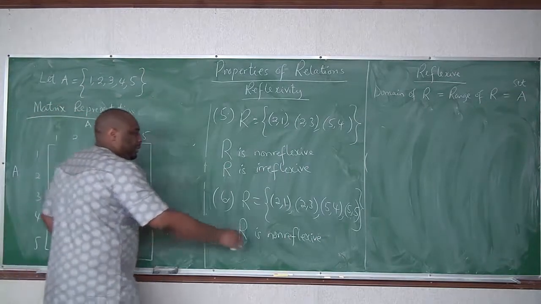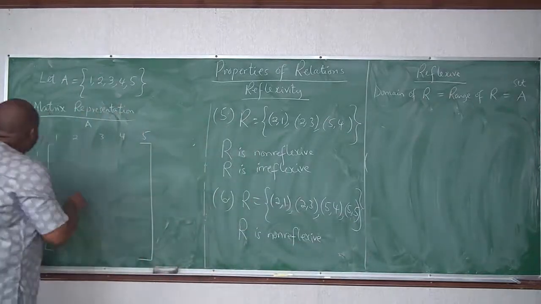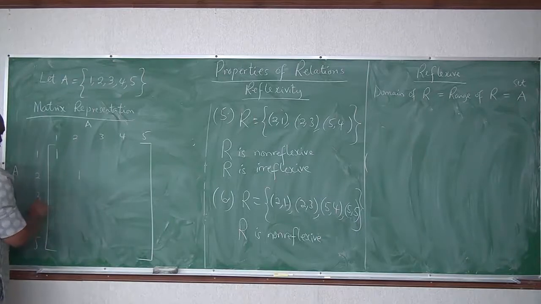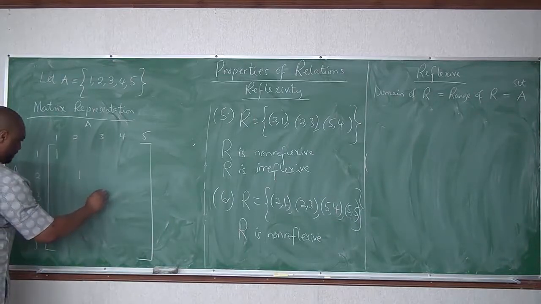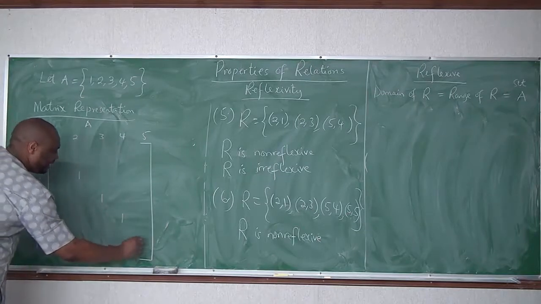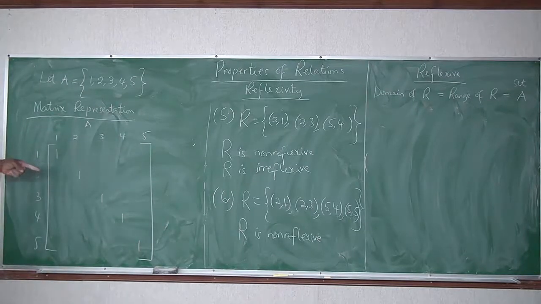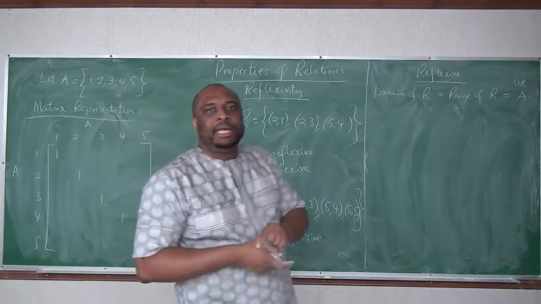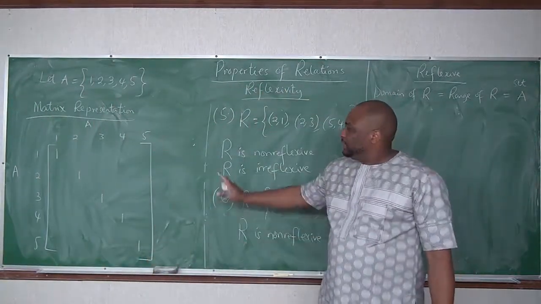Let me use yellow chalk. You must have 1, 1. You must have 2, 2. You must have 3, 3. You must have 4, 4. And you must have 5, 5. For reflexivity, for reflexive property, you must have all these.